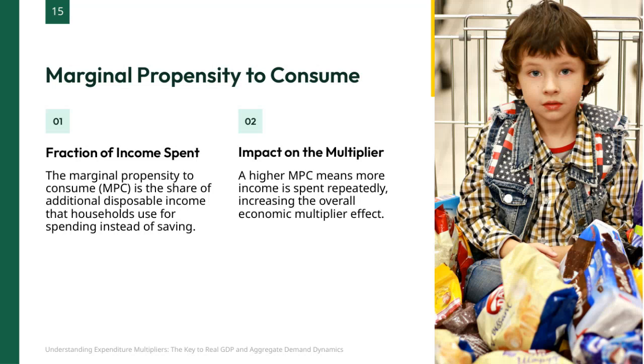The marginal propensity to consume, or MPC, represents the fraction of any extra disposable income that households choose to spend rather than save. Essentially, it tells us how much of additional income is poured back into the economy through consumption. Now, this has a direct impact on the economic multiplier effect. When the MPC is higher, people spend more of their income repeatedly, which amplifies the overall economic activity. This means a strong MPC can significantly boost demand and growth in the economy as money circulates more rapidly.